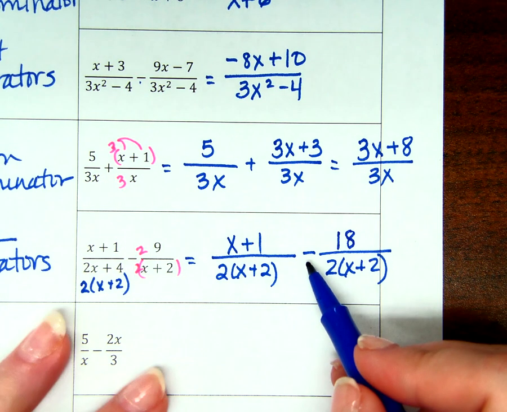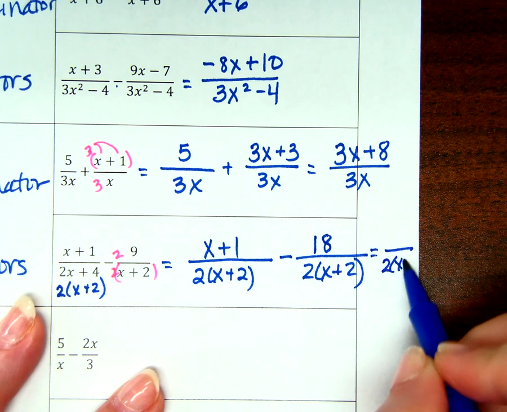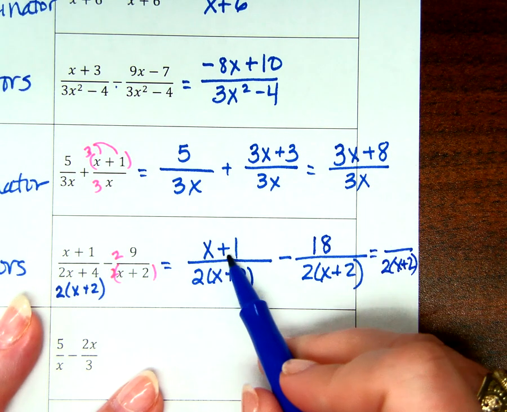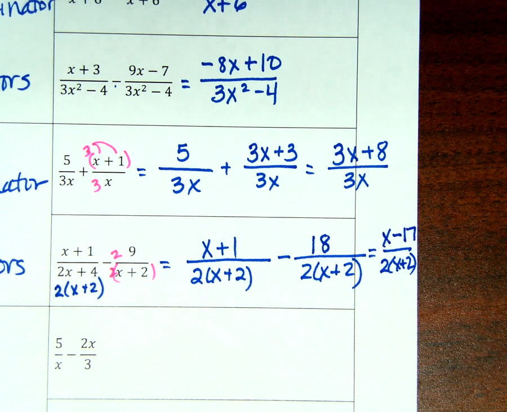So now what do I have left to do? So 2 times x plus 2, x minus 17. Good with that? Any questions so far?